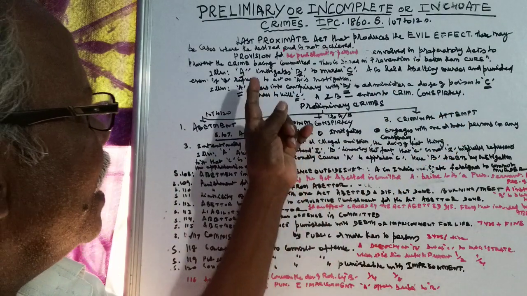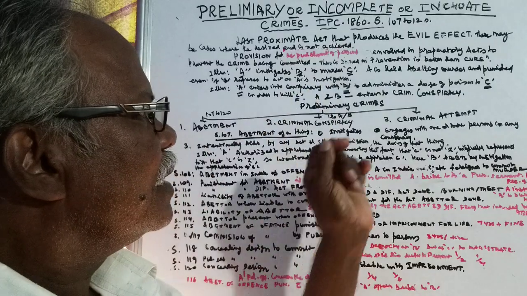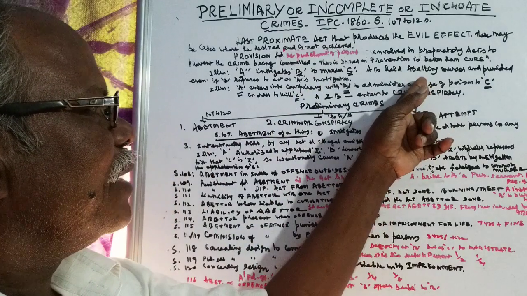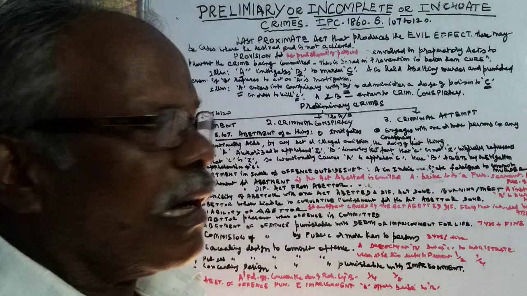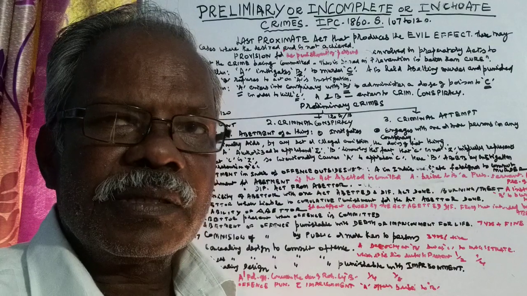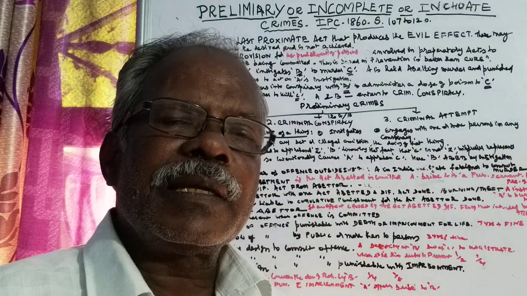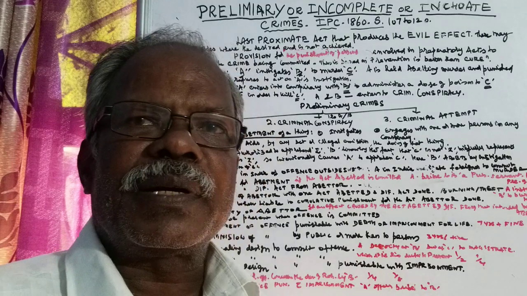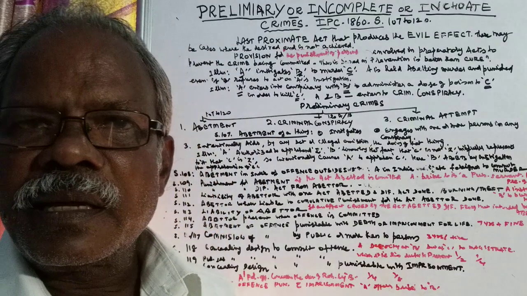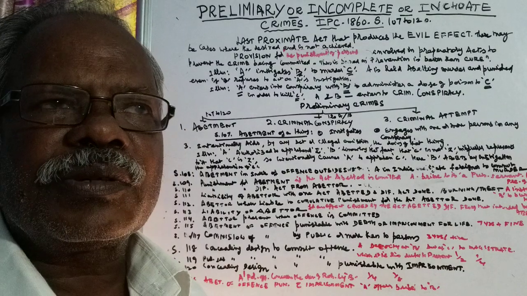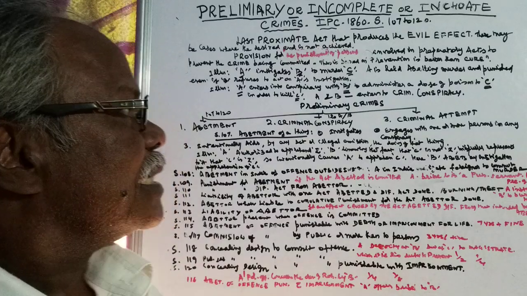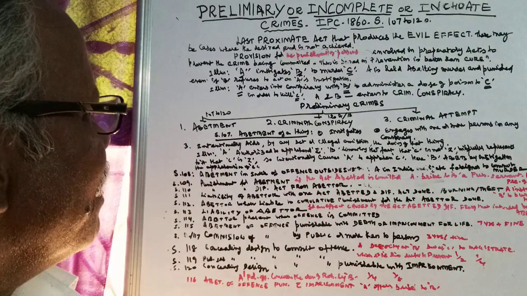Illustration: A instigates B to murder C. A is held for abetting murder and punished even before B refuses to act on A's instigation. So here, even before the commission of murder, A is held responsible for the instigation of murder. This comes under abetment.